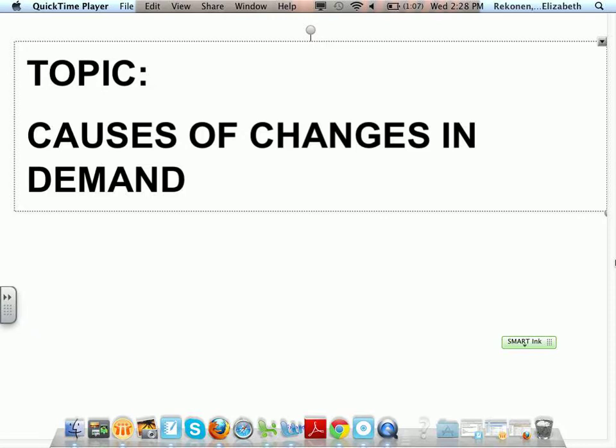The topic of this lecture is causes of changes in demand. We are going to find out what will cause the demand to change even if the price stays the same. What will cause more or fewer people to buy it even if the price stays the same.